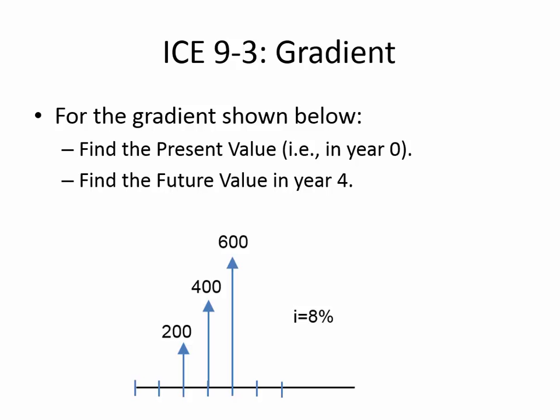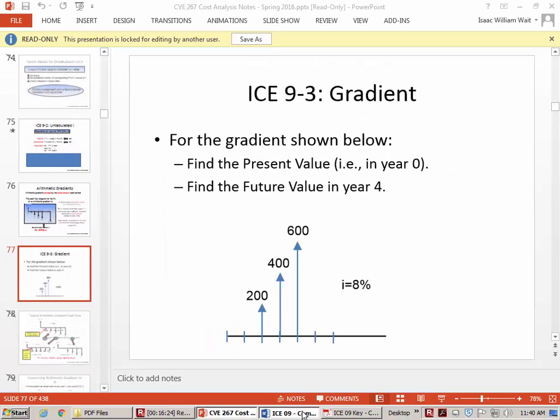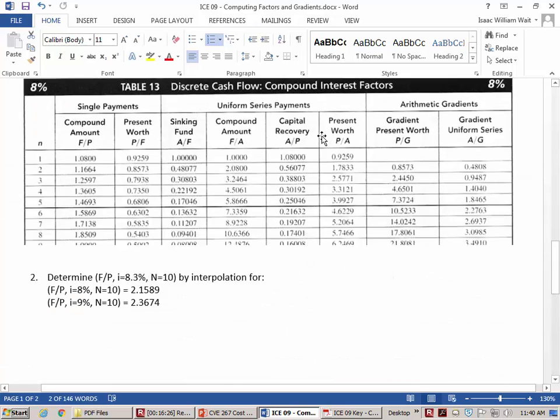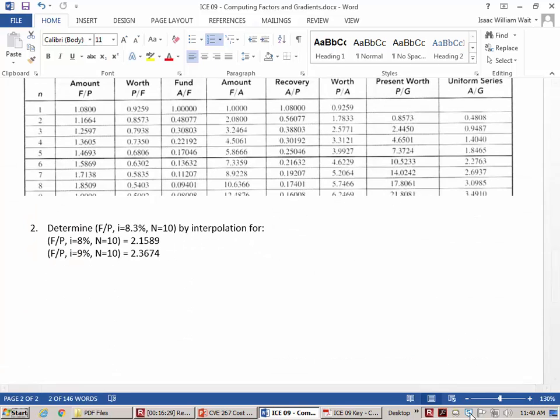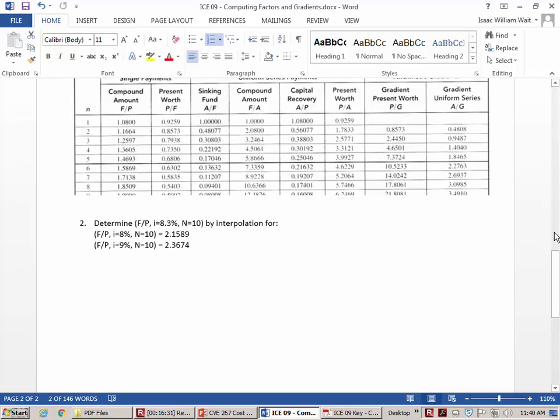So with that said, I would like you to go ahead and attempt question 2 on the back of the paper where we're talking about interpolation, and then take a look at the gradient as well. And I've got the solutions to those. I'll be circulating around as you're working on it. Yeah, just a minute.